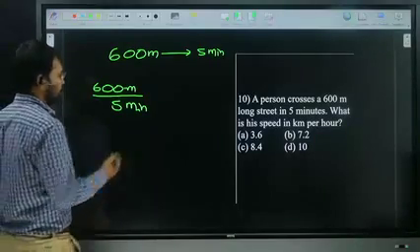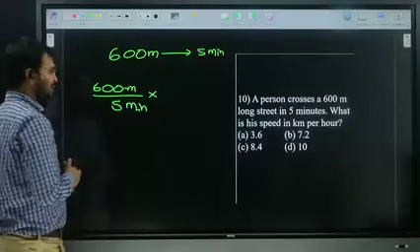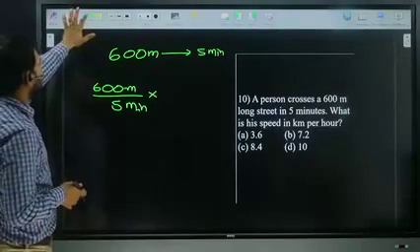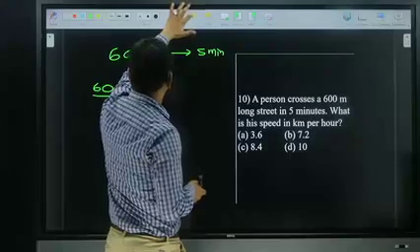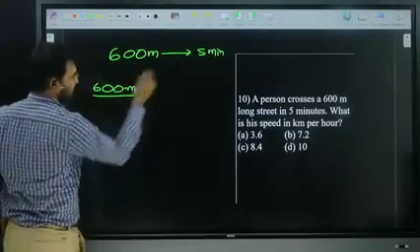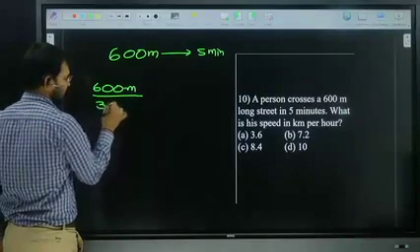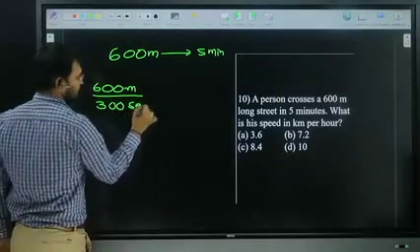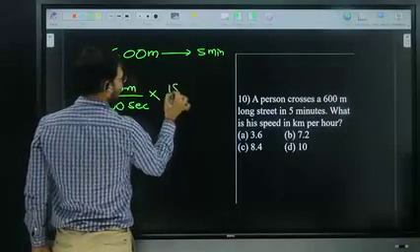Now I need kilometers per hour. So into 5 by 18, not 5 by 18, we multiply 18 by 5. This is meters, 600 meters. 5 minutes is nothing but how many seconds? 5 into 60, 300 seconds. This is meters per second. Now convert them into hours, kilometers per hour, 18 by 5.